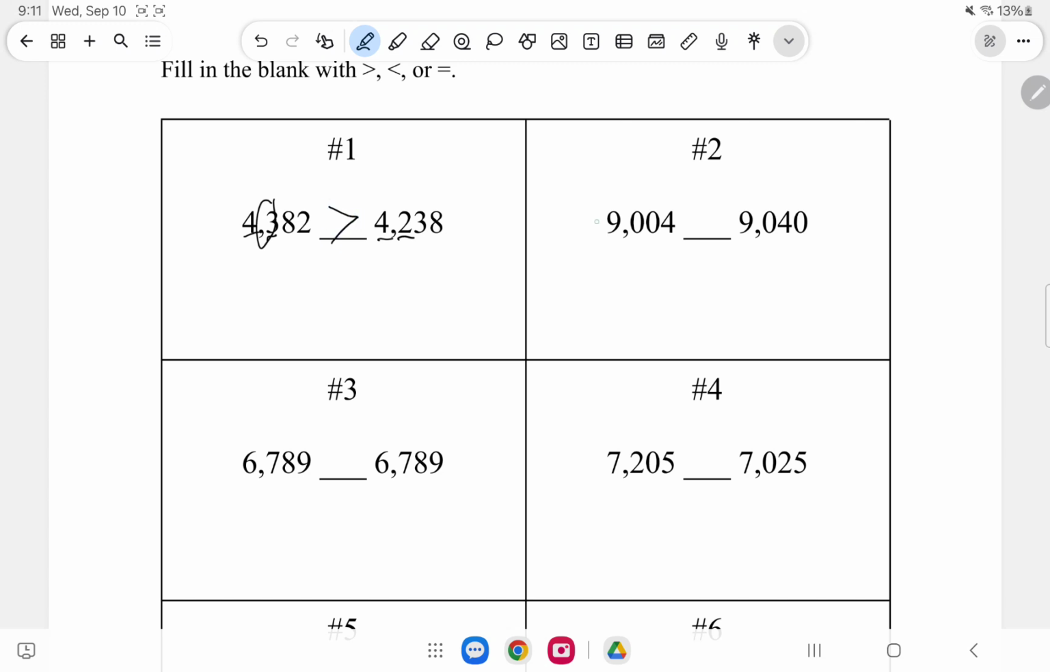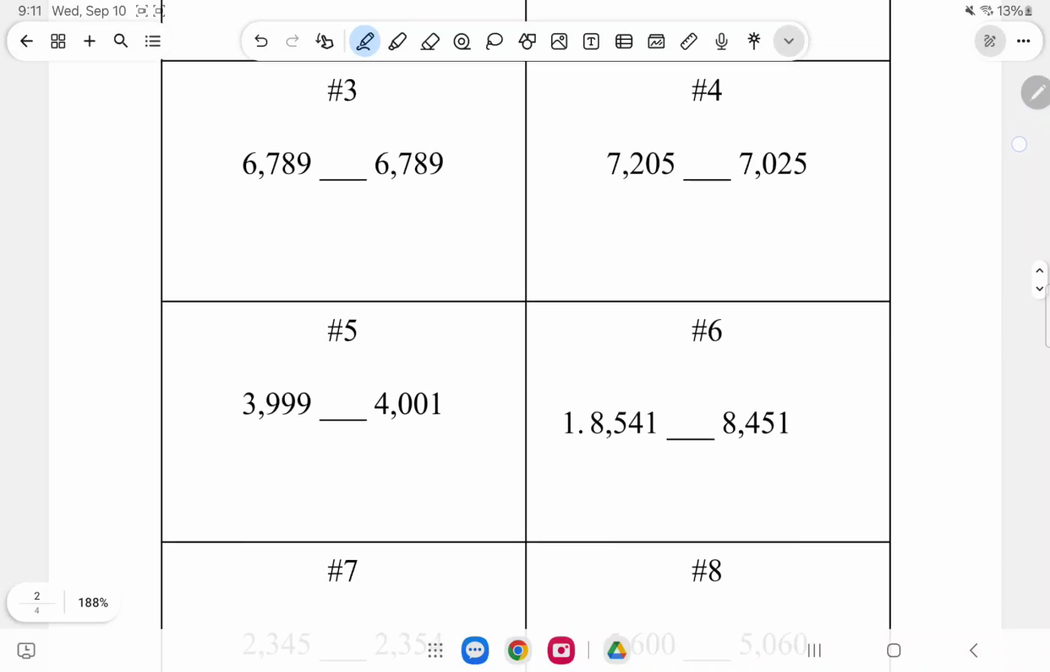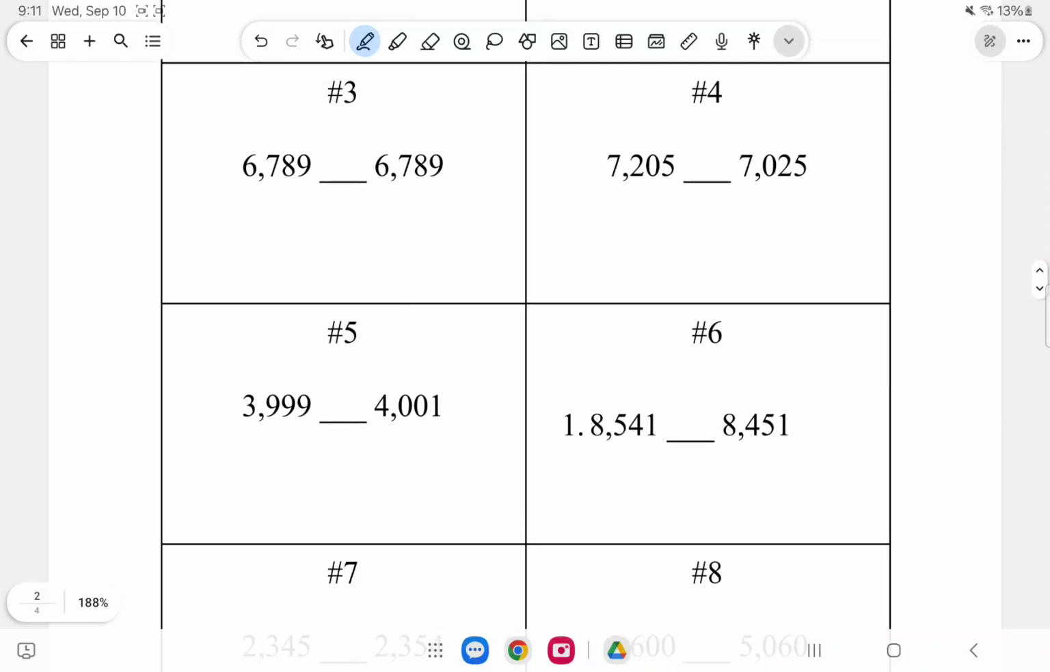Number 2, 9004 and 9040. So the 9 is the same, the 0 is the same. However, when we get to 0 and 4 in the tens place, we know that 4 is bigger than 0. So it's going to be 9004 is less than. Number 3, 6789 and 6789. We see that 66, 77, 88, and 99. They're all the same, so it'll be equal to.